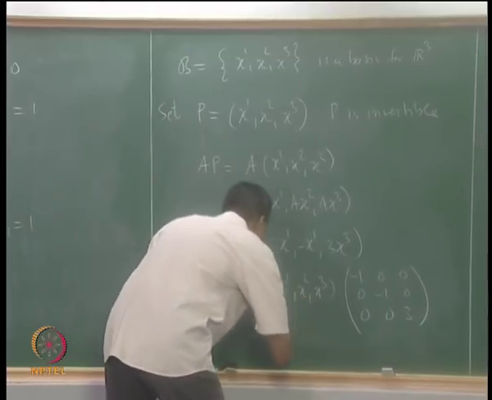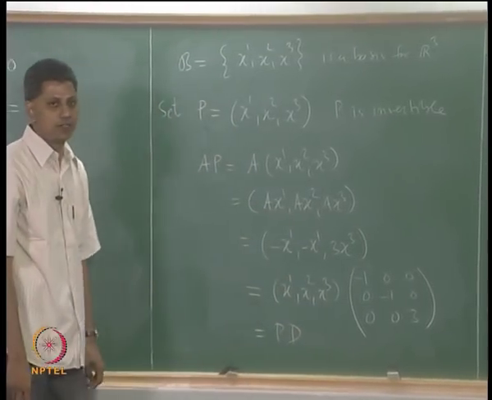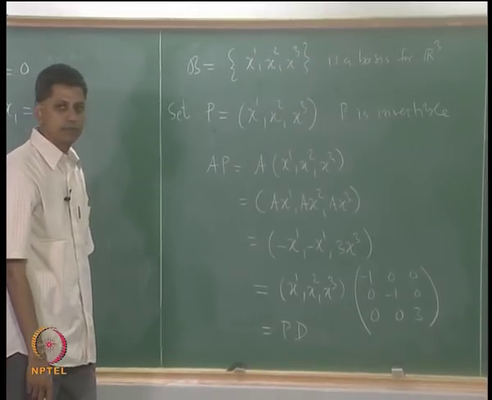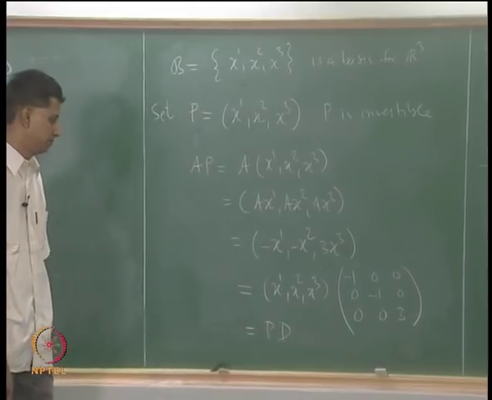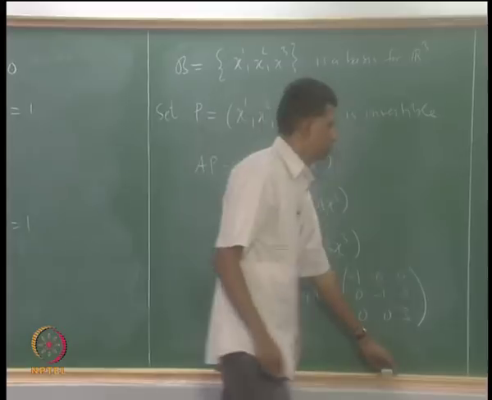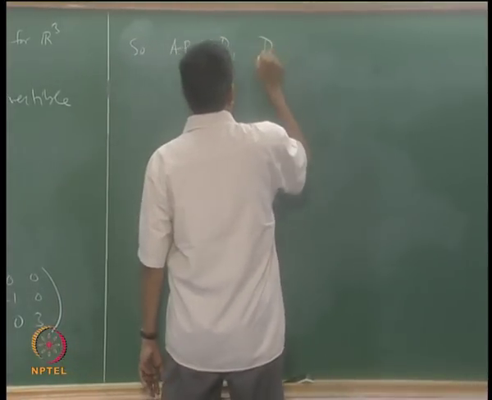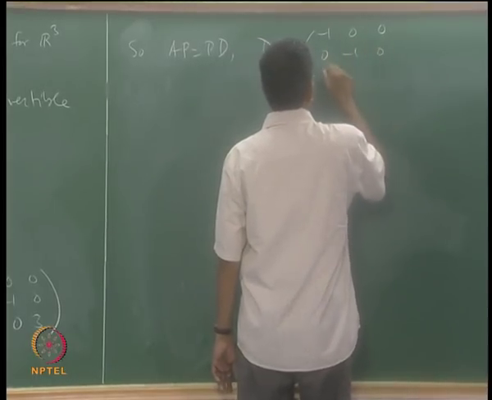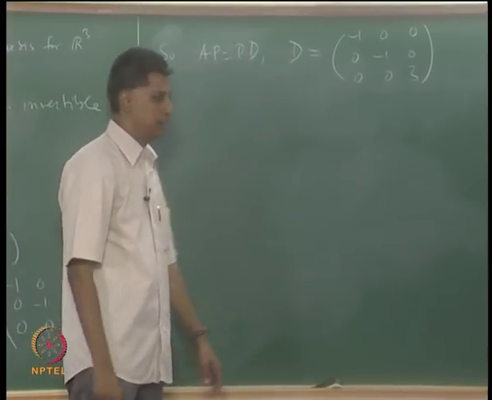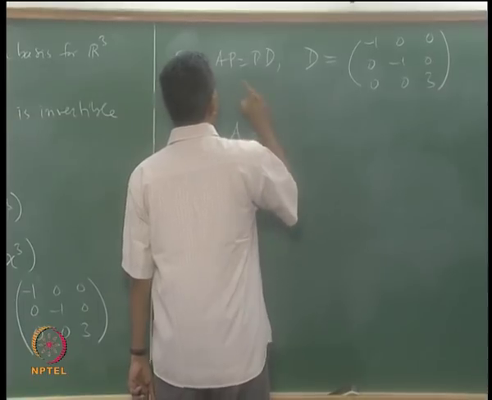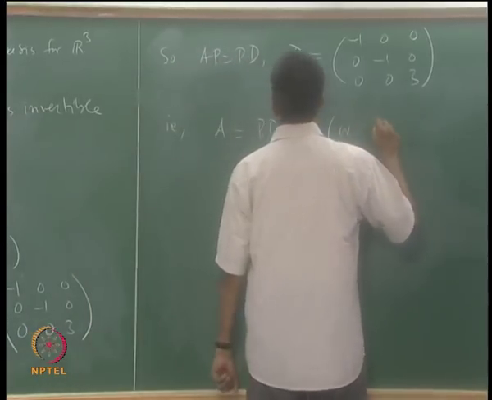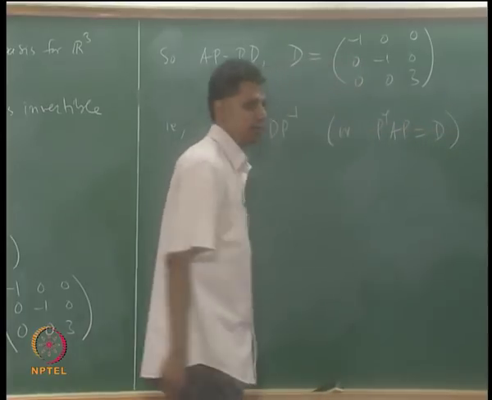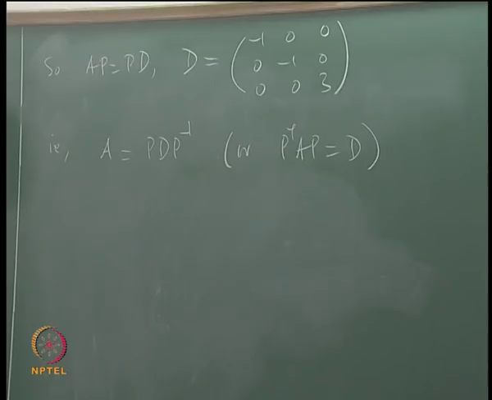In our notation, this matrix is P. Let me call the other matrix D. D stands for the diagonal matrix. Yes, this is P into D, okay. That is, A equals PDP inverse. You can also look at P inverse AP as D. This is what diagonalizability for a matrix means.